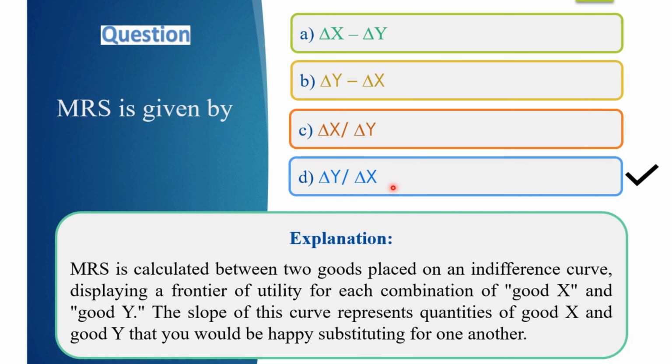MRS is calculated between two goods placed on an indifference curve, displaying a frontier of utility for each combination of good X and good Y. The slope of this curve represents quantities of good X and good Y that you would be happy substituting for one another. Our next question is, when marginal utility is 0, total utility is what?